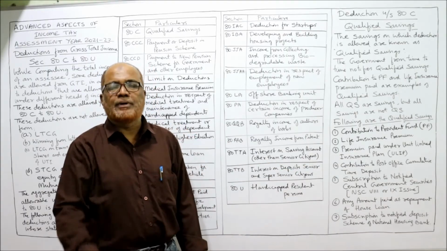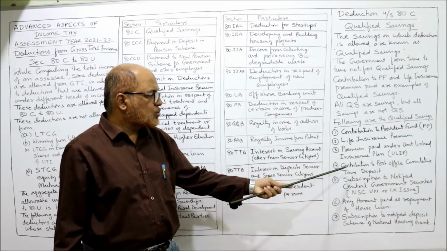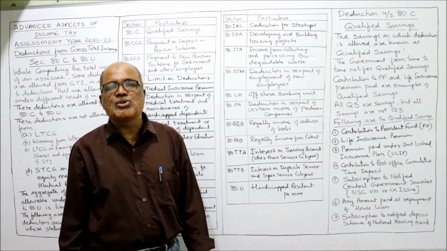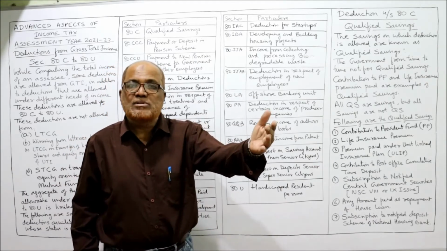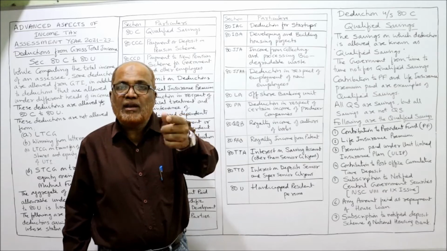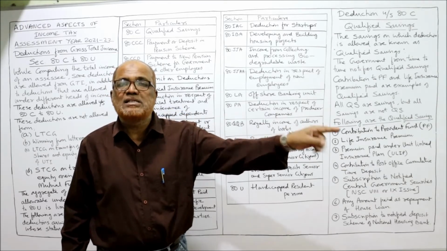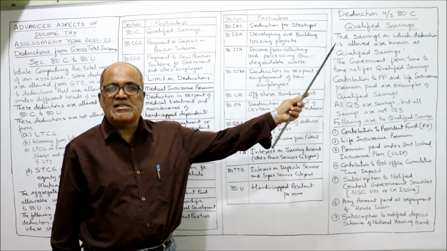It is called ULIP, unit linked insurance plan. The next one is contribution to post office cumulative time deposit. These items you have to remember because in the coming problems, these items will be given. Now we have to decide that this will qualify for 80C. This is a qualified saving under section 80C.